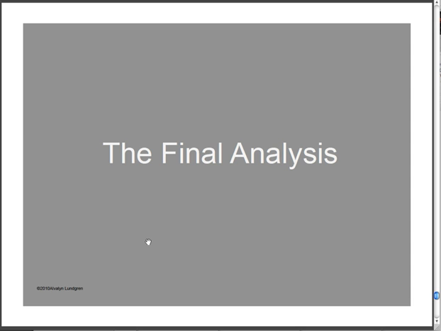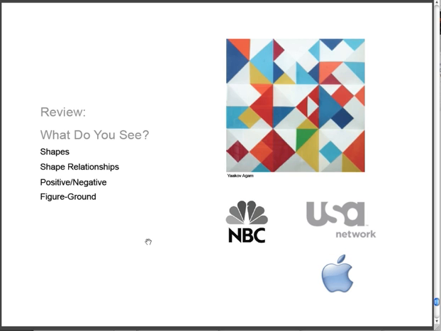So the final analysis, which by the way means that the lecture's about to end. Yay! What do you see in the Yaacov Agam? What kind of shape relationships? Is there a sense of transparency? Is there a sense of overlapping or division? Do you see implied line going through, by the way? Do you see any figure ground or positive negative shape in here? No.